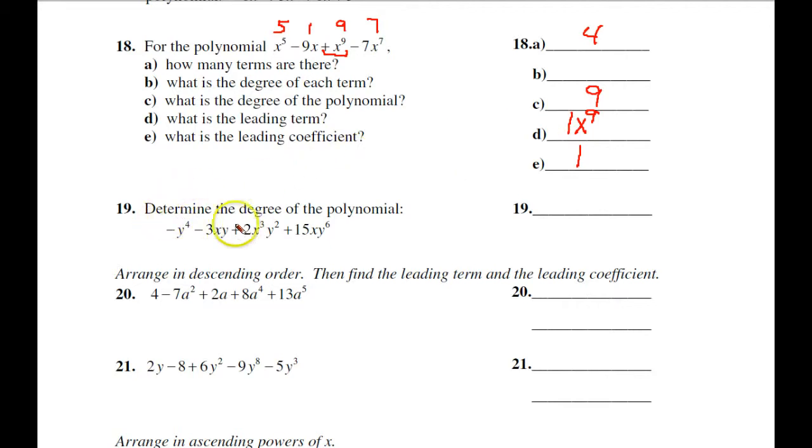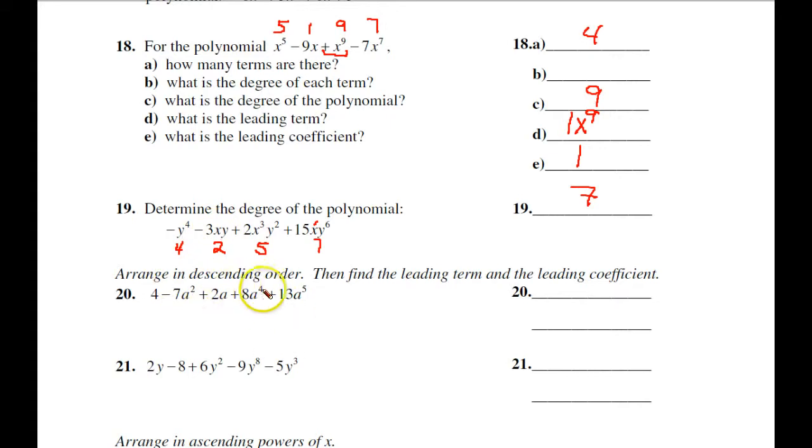Number 19, determine the degree of the polynomial. Well, again, a good technique is write the degree of each one. So that's 4. This is 2. This is 5. And remember, there's a 1 there, so this is 7. So the degree of this polynomial is the largest, which is 7.